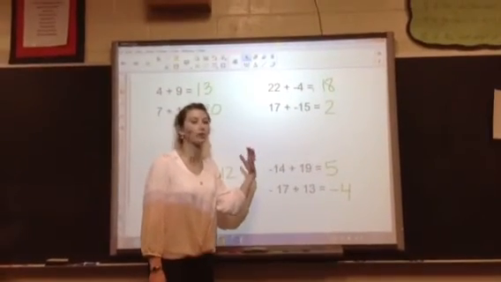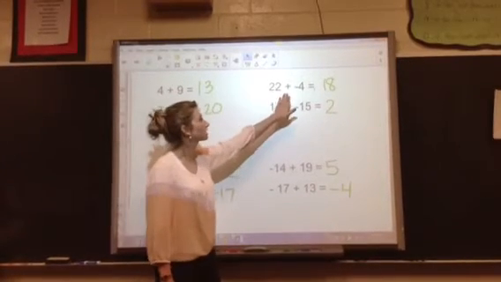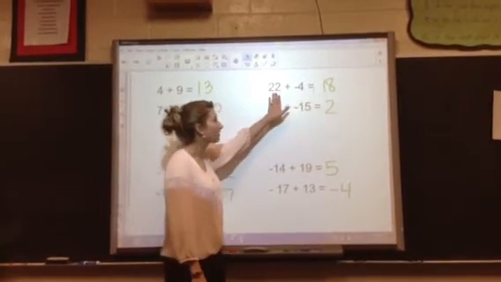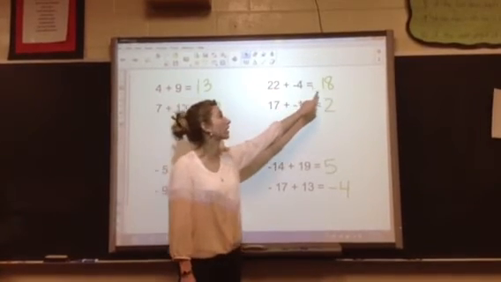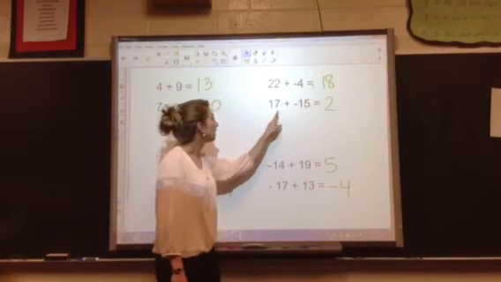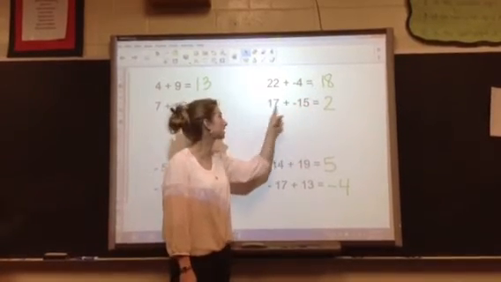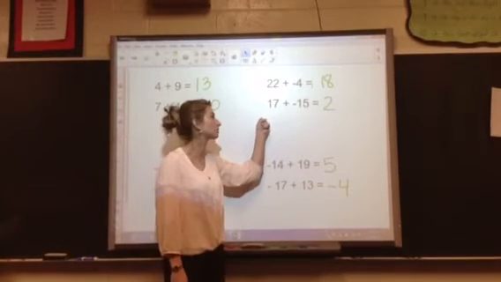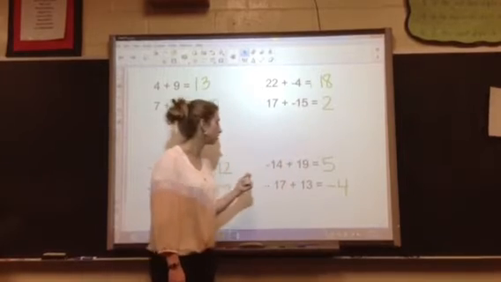Over on my right side here, we now have two different signs in our problems. So we have 22 plus a negative 4. We have different signs, so we keep the sign of the larger number. The larger number being positive, so our answer is 18. In the next one, we have 17 plus a negative 15. Again, keep the sign of the larger number, 17, so it's positive. 17 minus 15 is 2.